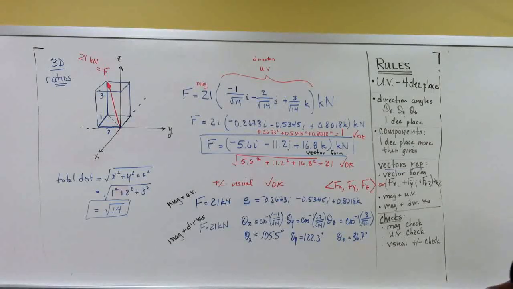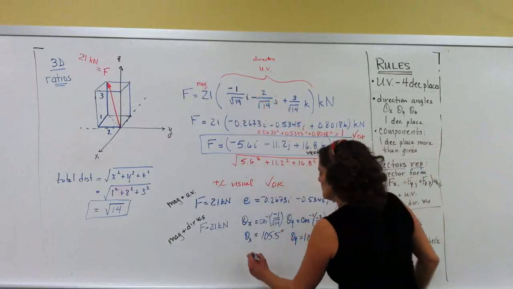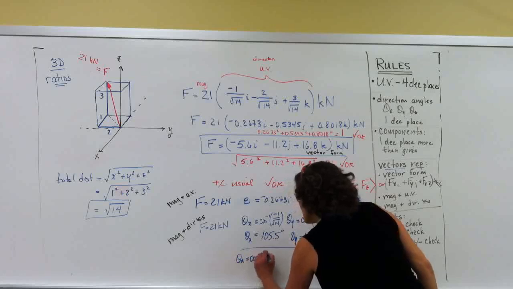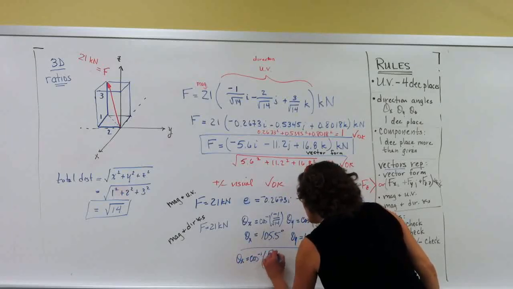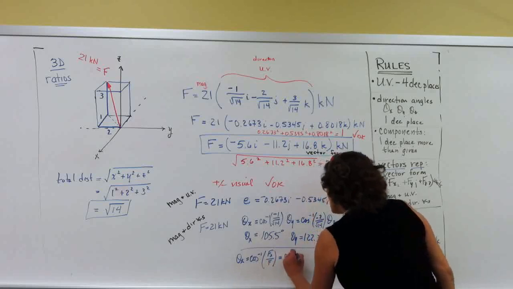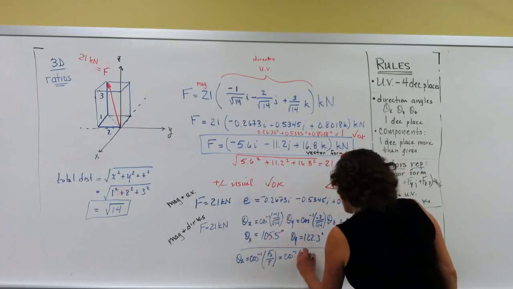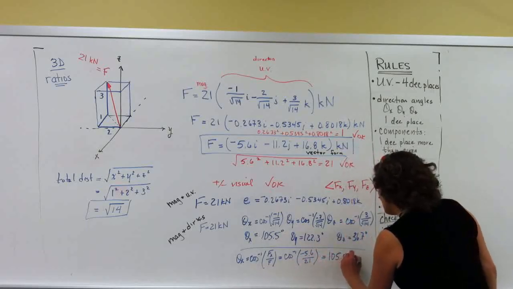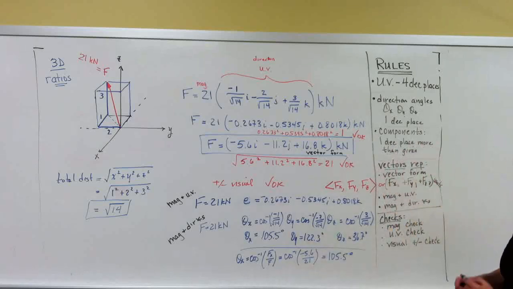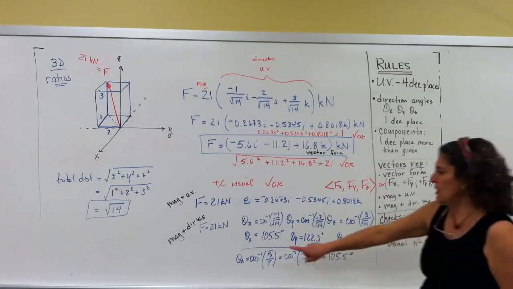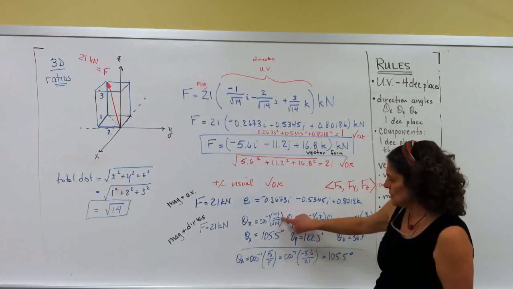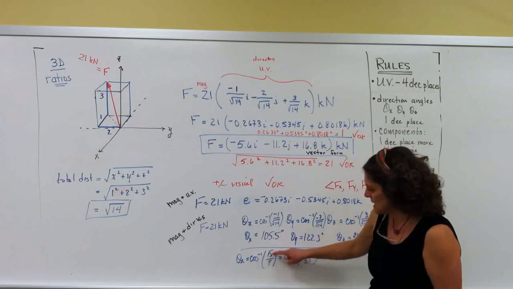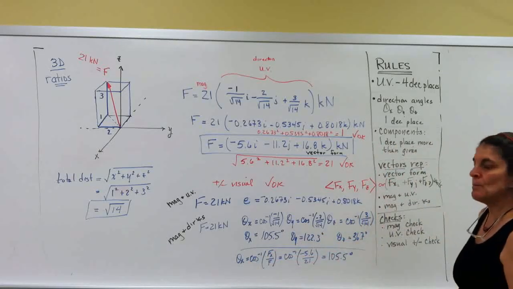Let's go back to direction angles. I used the unit vector, but I could have also said theta x is equal to the inverse cosine of Fx over F. Fx is negative 5.6 over 21, and the answer would come out to the same, or close. So you could find the direction angles by using the unit vector, or you could find the direction angles by saying the x component for theta x, the x component over the total magnitude of the force.